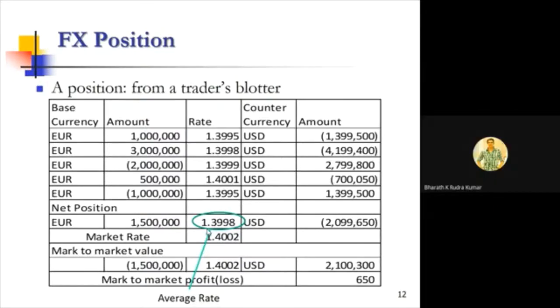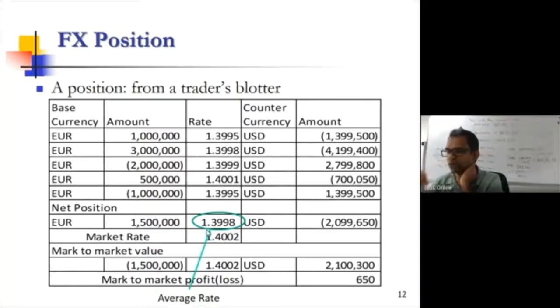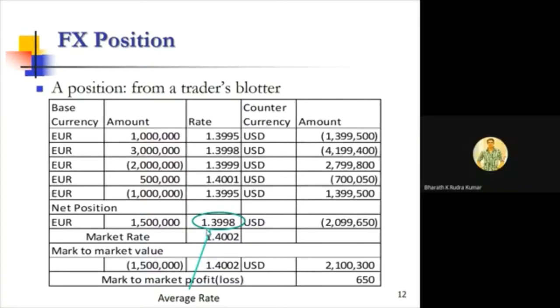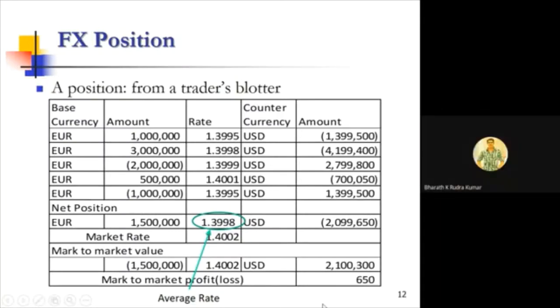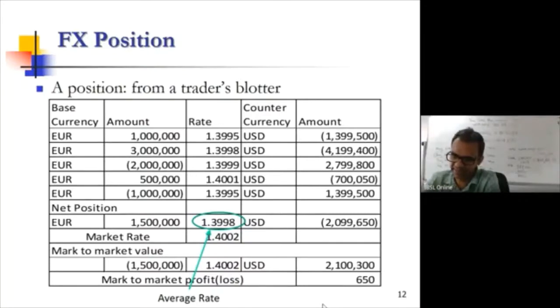So is it okay? It's better to round it. Because if you get the difference between 1.3998 and the market rate, you don't get this figure as it is. But I did it in Excel in the spreadsheet, so that it will consider the full decimals and you will get this 650 exactly. Okay. Even in a real platform that would happen. Definitely you won't see these nice round figures there.